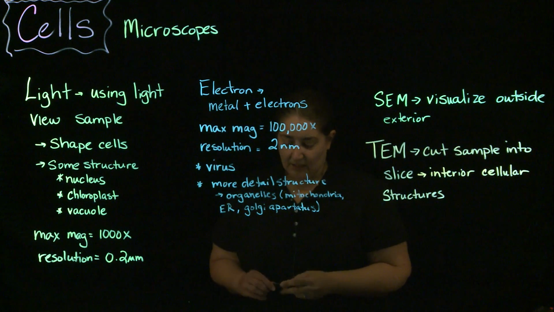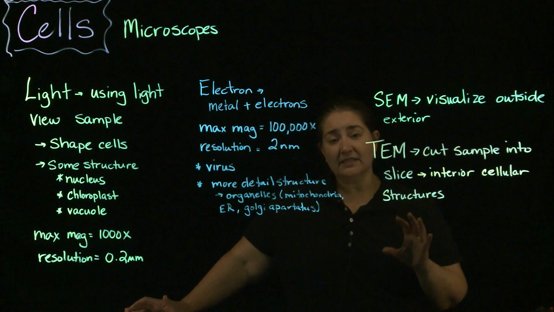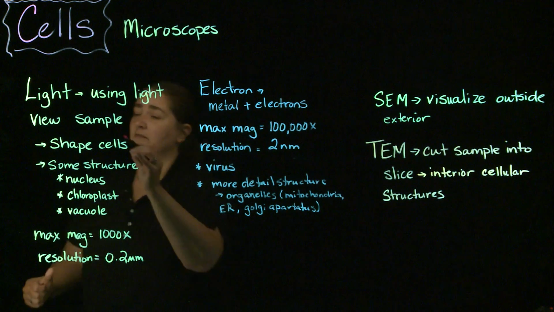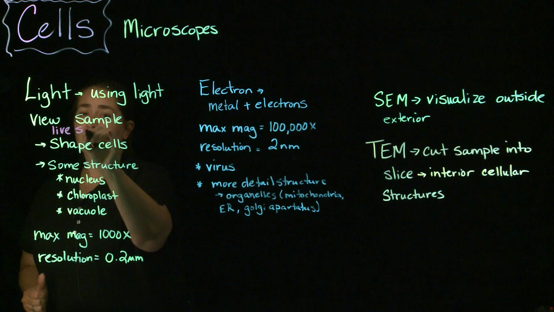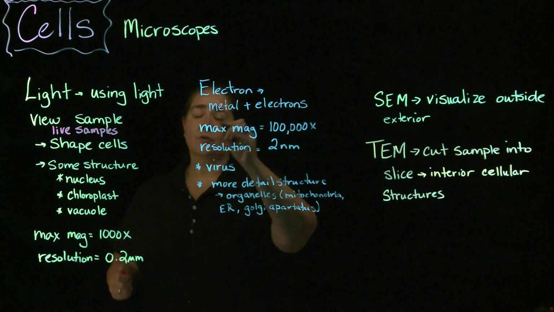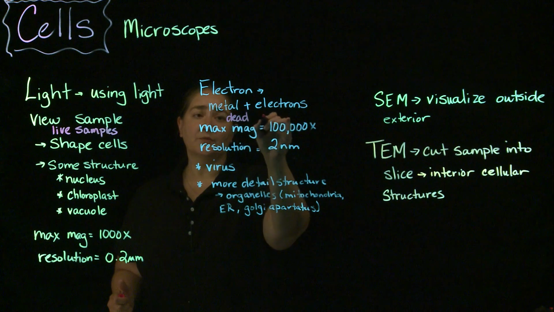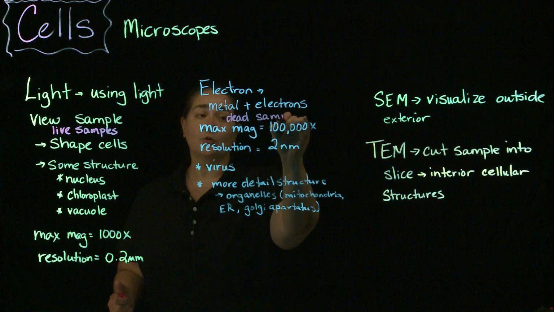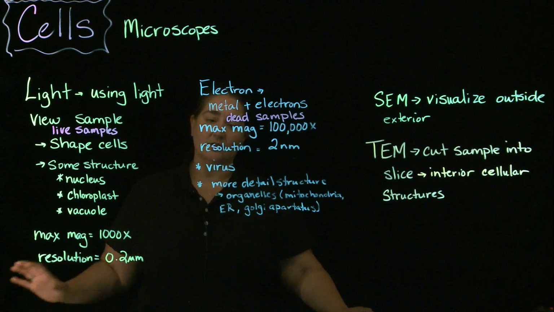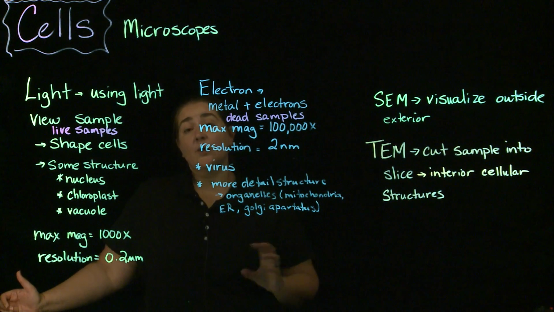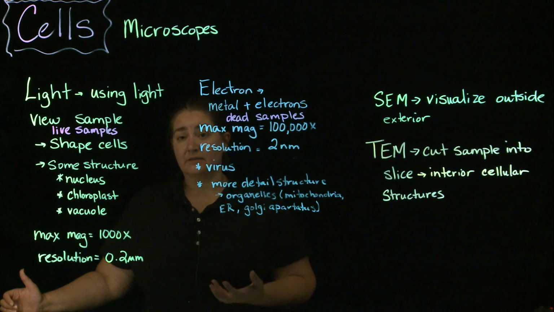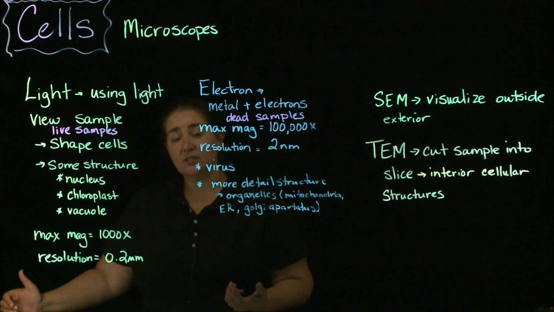Okay? So that's kind of the overall basic differences between light and electron. All right? Remember, light, you can view live samples. Electron microscope, all of the samples that you're looking at are going to be no longer living. They'll be dead. All right? And there's a difference in the magnification and the resolution associated with the two. All right? But they're really great tools to be able to visualize what's happening inside of the cell. If you have any questions, please let me know.